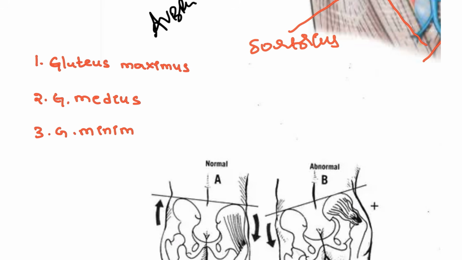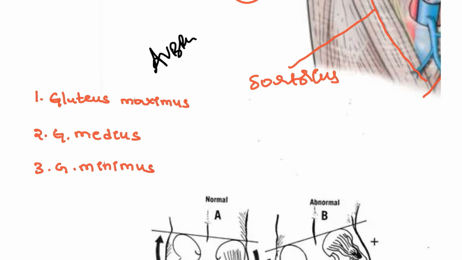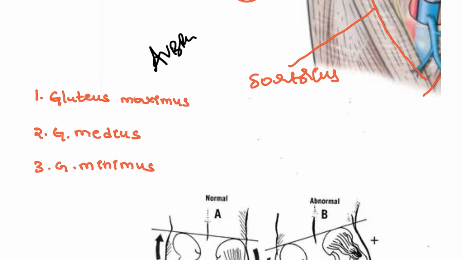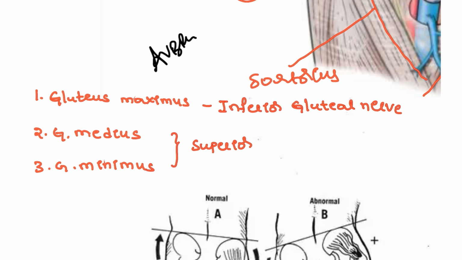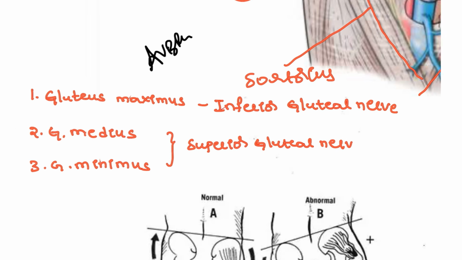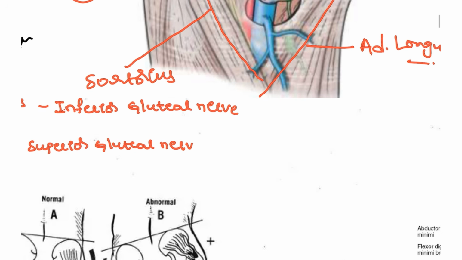So what are their main actions, and what are the nerves that supply them? The nerve that supplies the gluteus maximus is the inferior gluteal nerve. This is supplied by the inferior gluteal nerve, and these two are supplied by the superior gluteal nerve. And what is the mechanism of action? The gluteus maximus is going to do hip extension. This will help in hip extension and also lateral rotation.